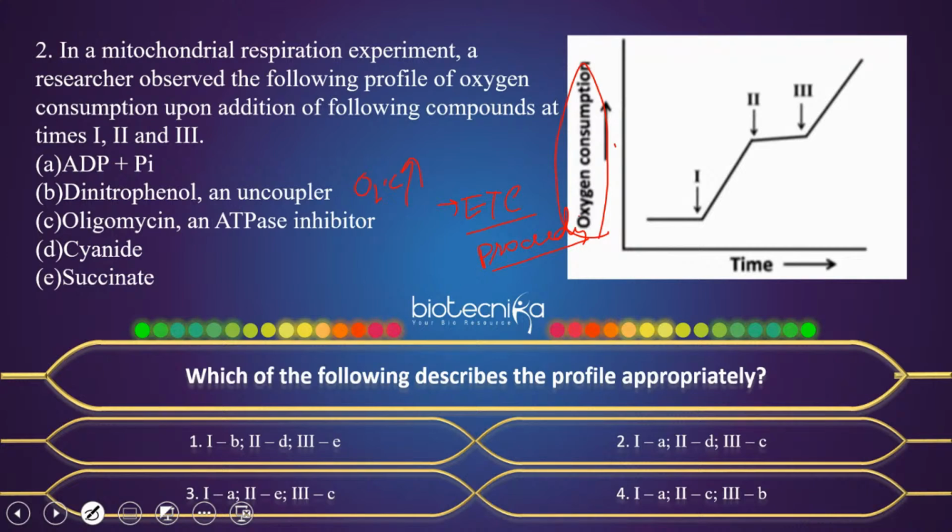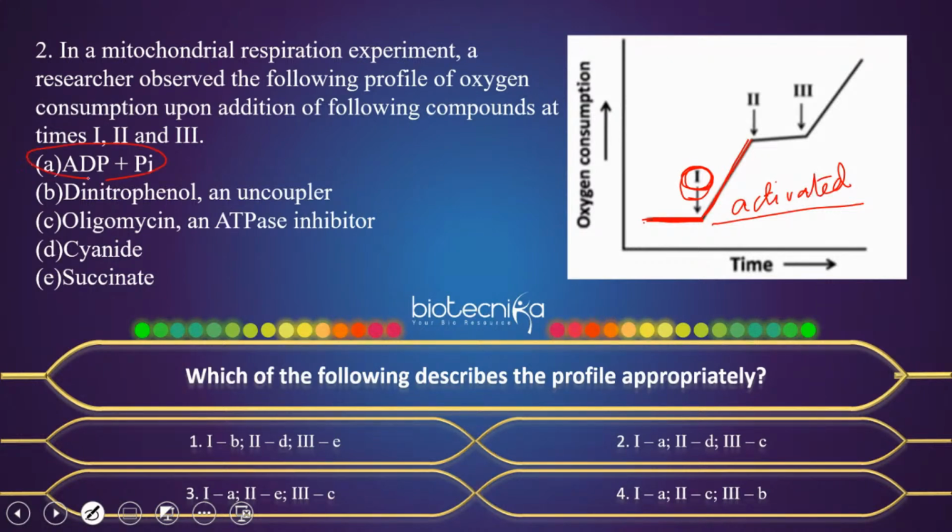So that is why you can see that there is no oxygen consumption here. It is a flat line. Now, after the addition of something, suddenly the oxygen consumption increases, that too by leaps and bounds. So why did this happen? Because you have added something which has activated the respiration, which has started the electron transport chain.